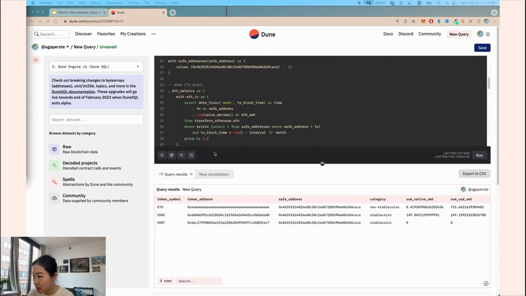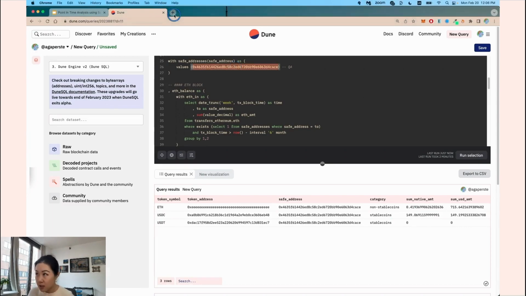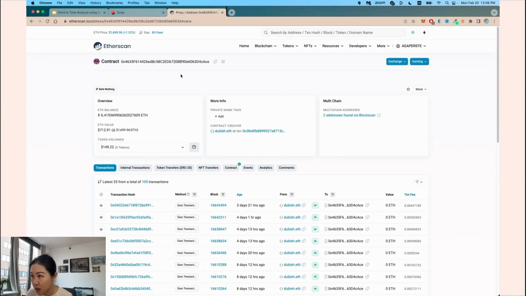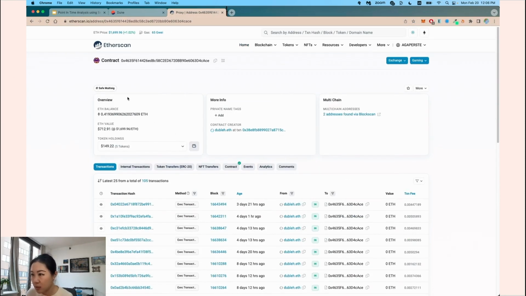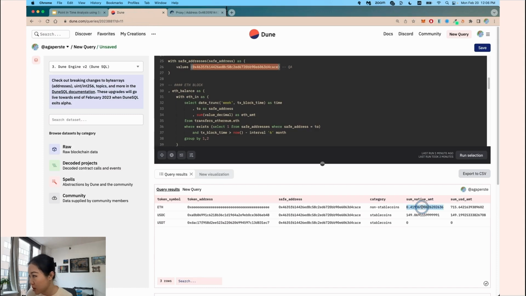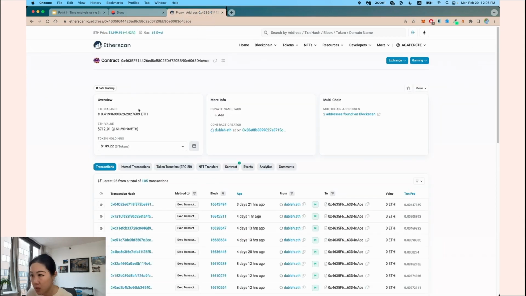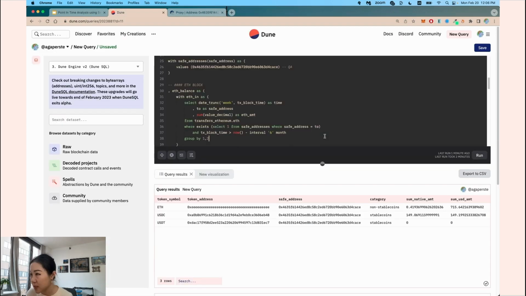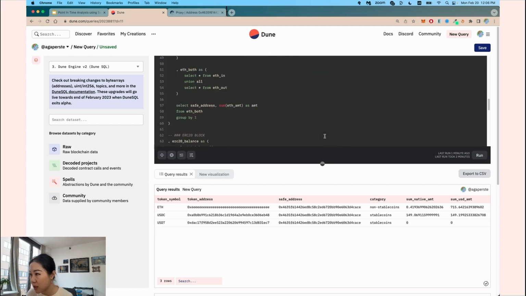So in this wallet, we've got some ETH and USDC, and USDT is a 0. So let's go check it to see. Etherscan, and then this is our QA address. We've got 0.41 ETH, and then USDC 150-ish. Perfect. Amazing. That's all correct.